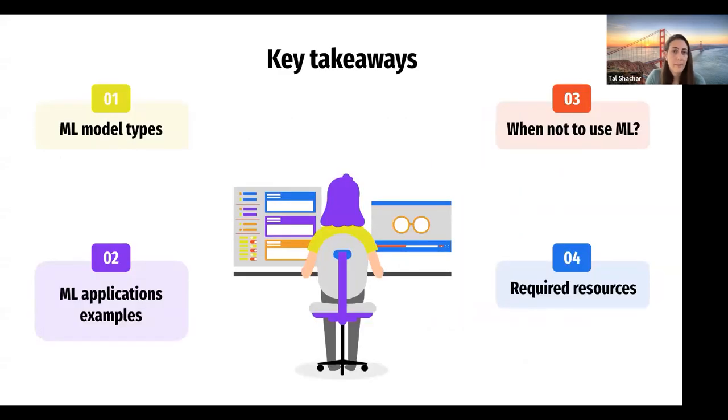So the key takeaways from this talk are the machine learning model types that we reviewed: supervised, unsupervised, reinforcement learning, semi-supervised. We discussed machine learning applications, for example ETA prediction or image classification. We also talked about when not to use machine learning, when you just don't have the data, for example, or if the data is non-stationary. And lastly, the required resources you need to take into account.